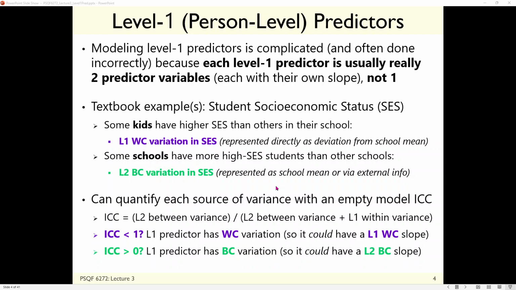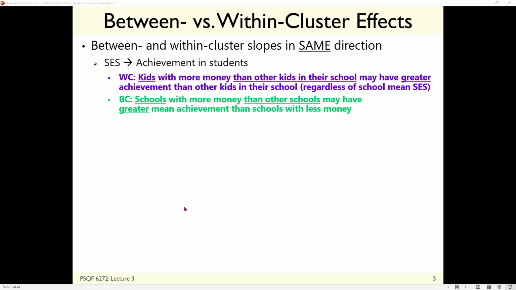And so under this organizational scheme, we can't possibly have a within cluster effect of something that doesn't have within cluster variance in the first place. So as long as we have an intraclass correlation somewhere between 0 and 1, we know we need to worry about this. So let's talk about slopes then.